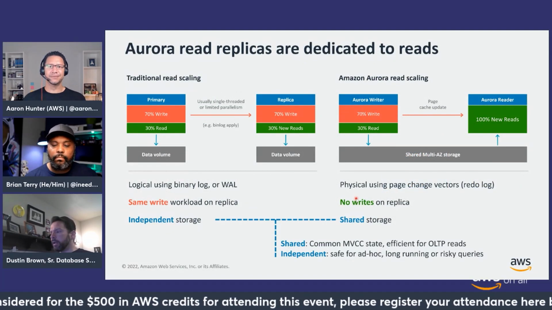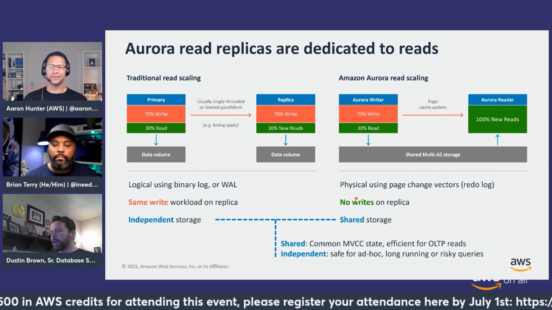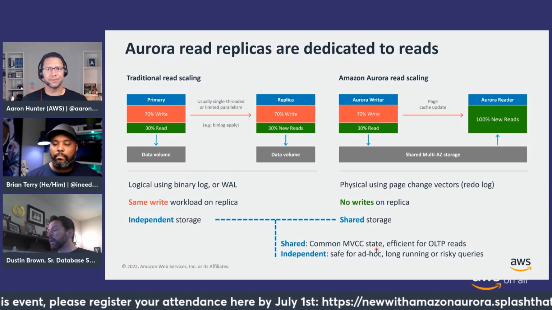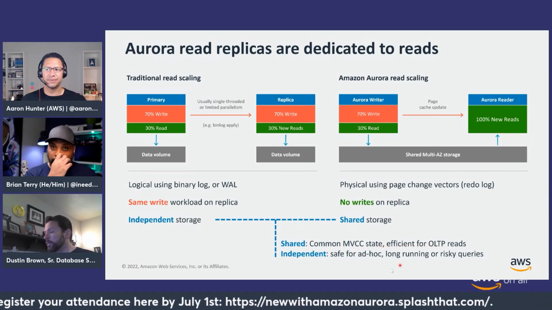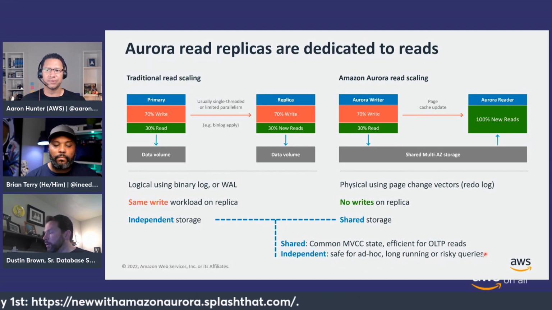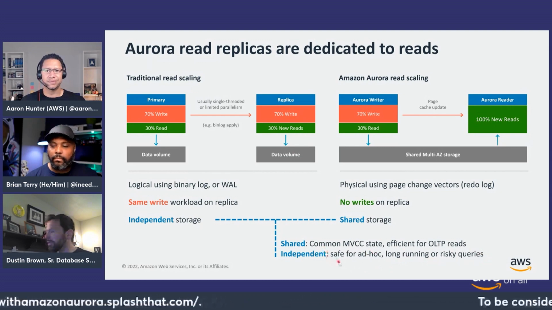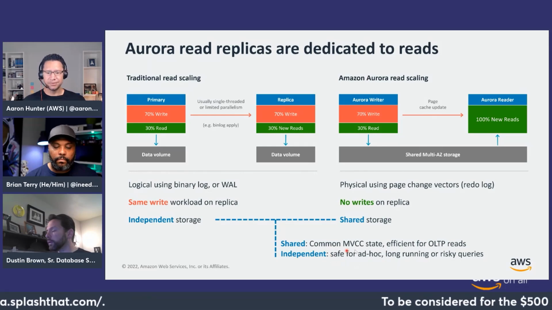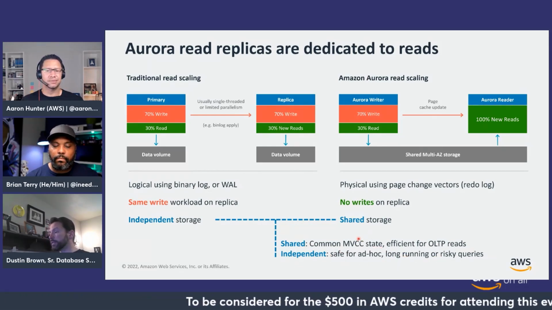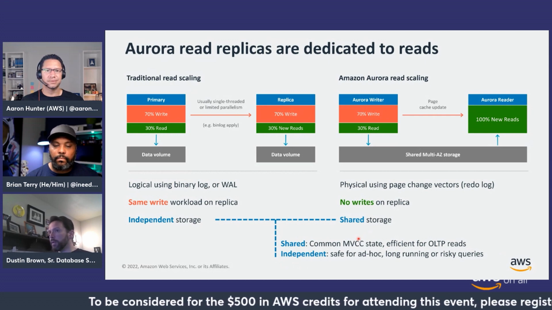And then, like we said, the shared storage uses common MVCC states, efficient for OLTP reads, and it's safe for ad hoc, long-running, or risky queries. Now, you may have less of a performance benefit on Aurora for ad hoc and long-running or risky queries, but it is certainly safe to do so and can be very performant there.